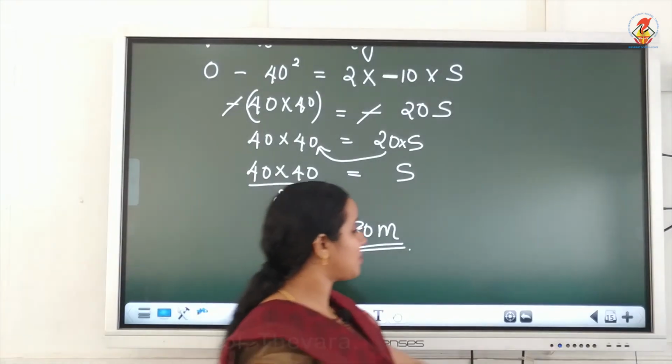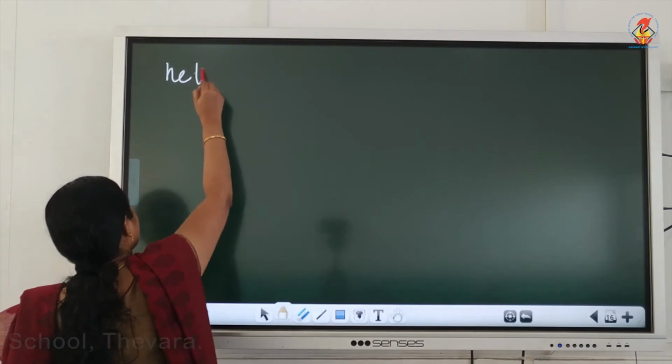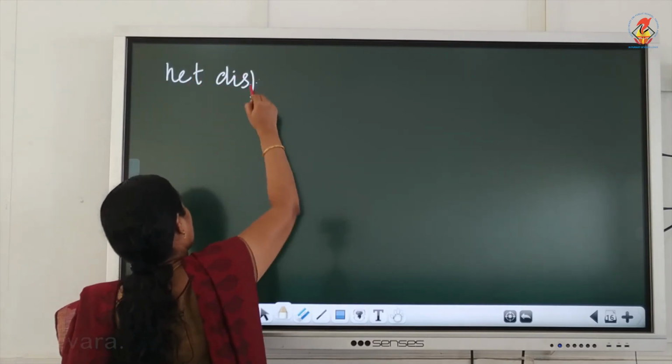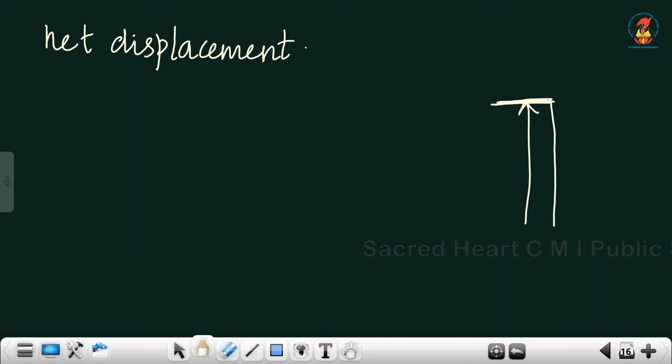Okay. Now, the next subdivision is to find the net displacement of the body. So, a body is thrown up, it reached the maximum height. Will the body stay over there? No. The body will definitely come down after that. When a body is thrown upwards, it will reach a maximum height, and after reaching it, it will definitely come down.